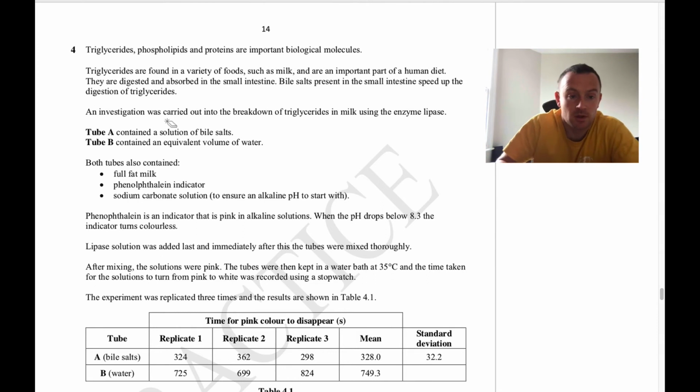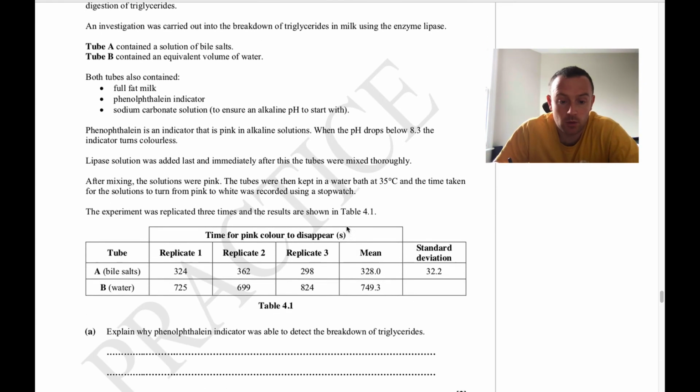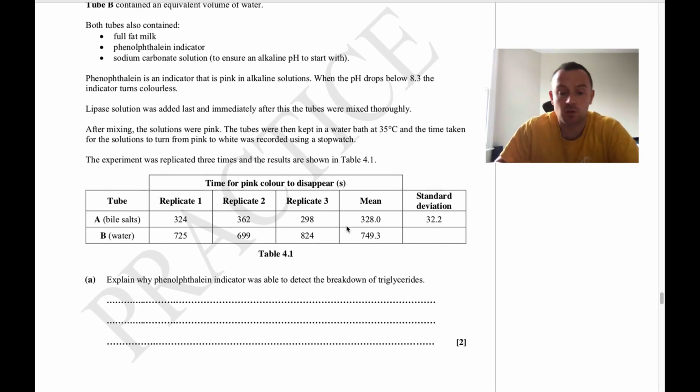All right, question 4. So first of all, it asks us why phenolphthalein indicator was able to detect the breakdown of triglycerides. Remember that a triglyceride is basically kind of this shape. We've got the glycerol and we've got the 3 fatty acids. So when we break down the triglyceride, the fatty acids are released and they lower the pH. So that is the answer here.